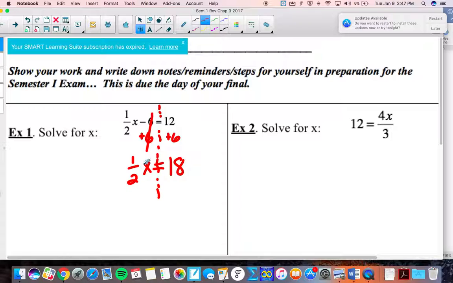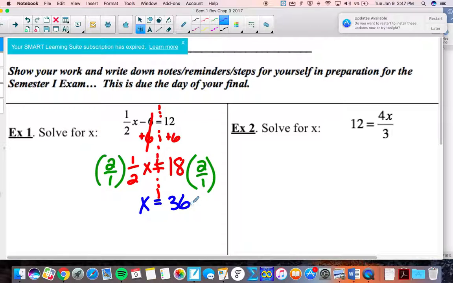So then, to undo multiplying x by a fraction, I multiply it by the reciprocal. The reciprocal of 1/2 is 2/1. And what I do to one side, I do to the other side. So I'm multiplying 18 by 2/1, which is really the same as 2. On the left, 2/1 times 1/2 is the same as 1. So I'm left with 1x. And 18 times 2 is 36. And 36 divided by that 1 is still just 36. So 36 is the solution.